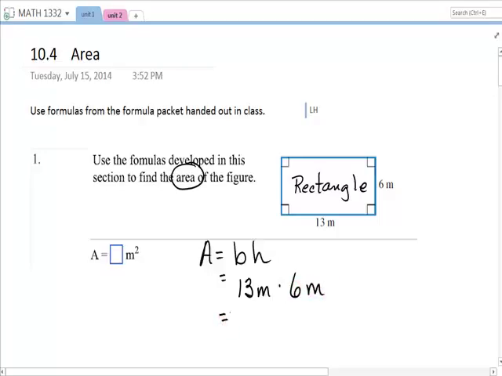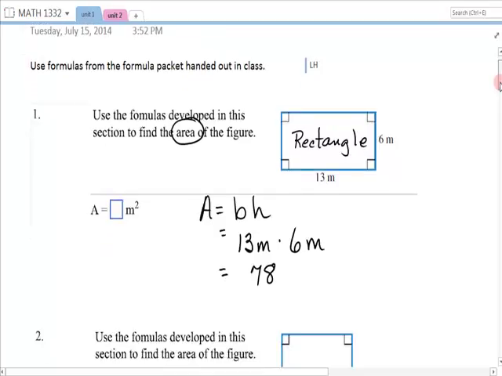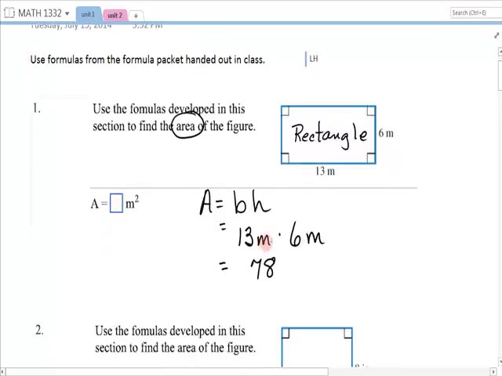Keeping my calculator handy to do this arithmetic. I have 13 times 6. I have 78. Now this is kind of important. Not so important in my math lab, but it will be important on your test. Meters times meters gives you square meters. Area is measured in square units. How many little squares would it take to cover a particular shape?